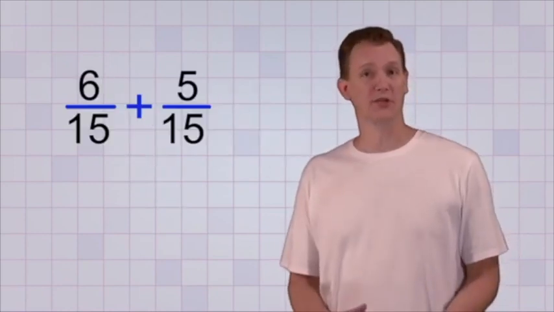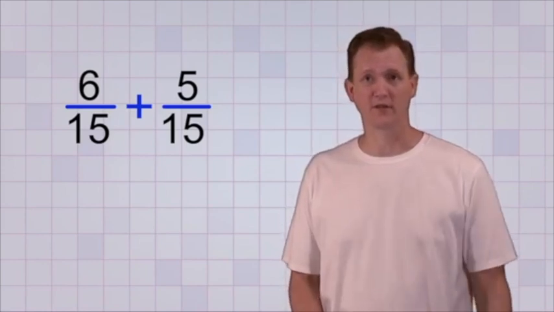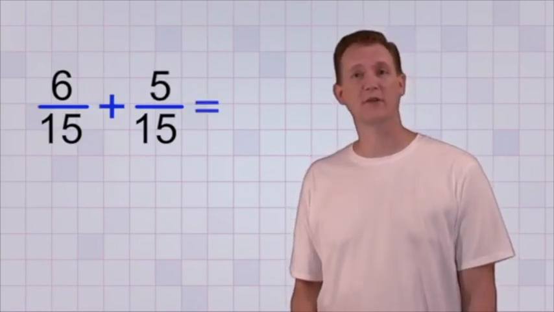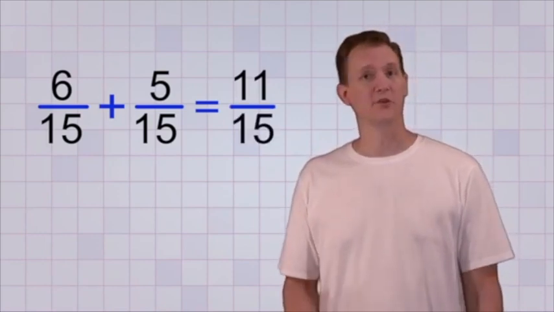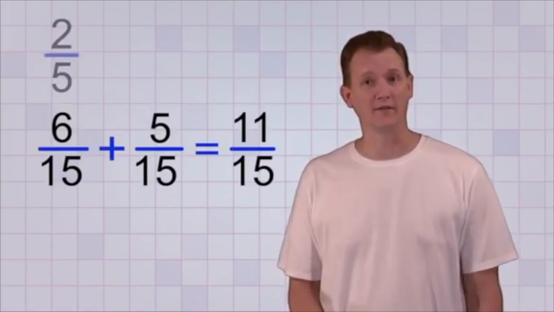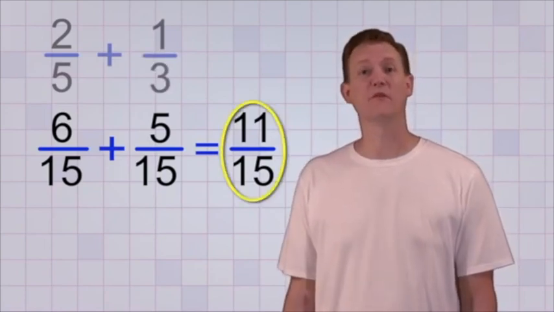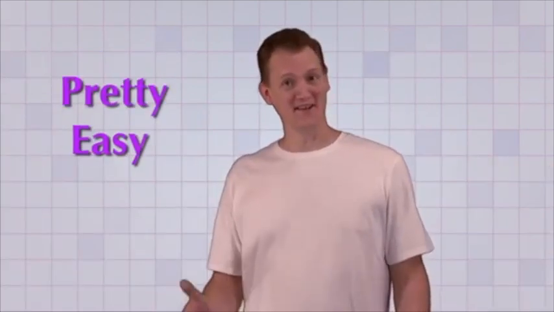Now we just add them using our procedure for adding like fractions. We add the top numbers, 6 plus 5 equals 11, and then we keep the same bottom number, which is 15. So that means the answer to 2 over 5 plus 1 over 3 is 11 over 15. That's pretty easy, huh?